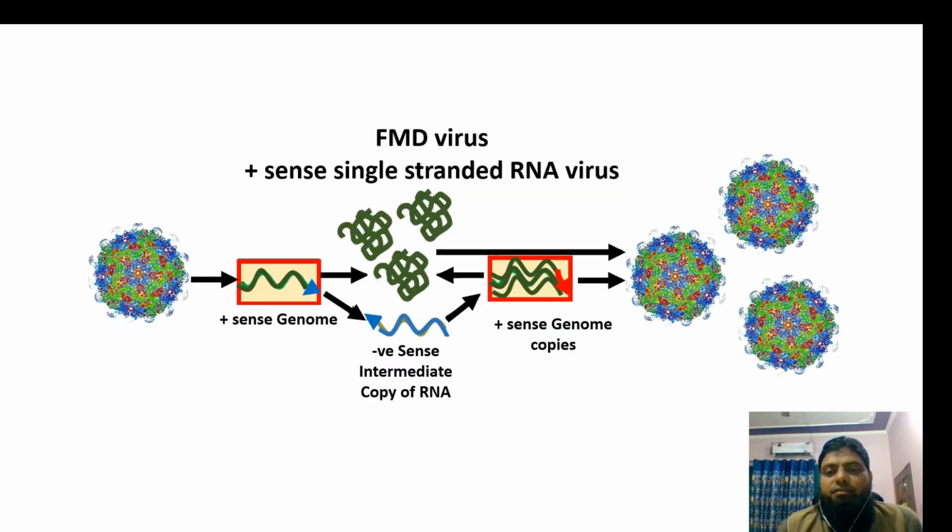So mostly we go for vaccines. The FMD virus is a plus sense single-stranded RNA virus, and it has to synthesize a minus sense intermediate copy of RNA to prepare the plus sense genome copies for its new virions. However, the proteins can be synthesized from the plus sense genome. Once proteins are synthesized from the parent plus sense genome, the new plus sense genomes can also be utilized to prepare protein copies, and ultimately both will assemble and prepare the new copies of the virus.